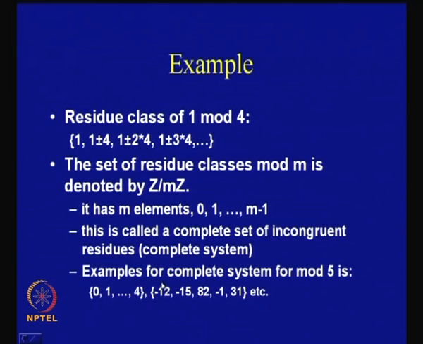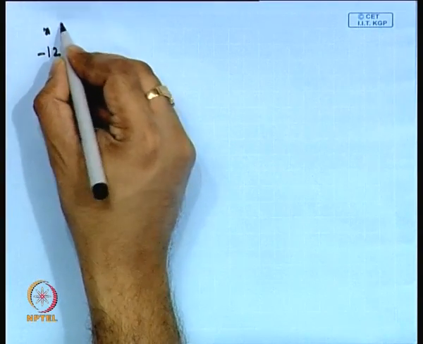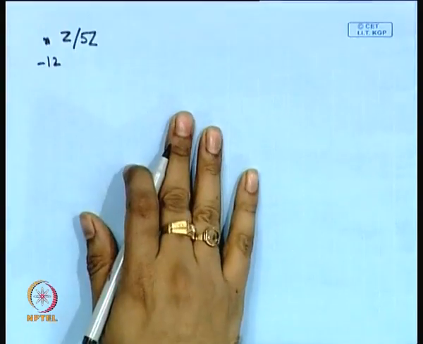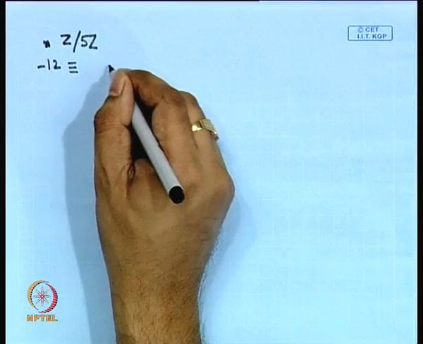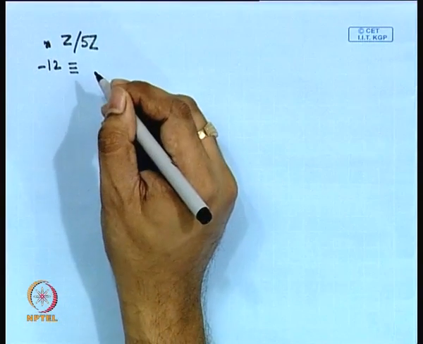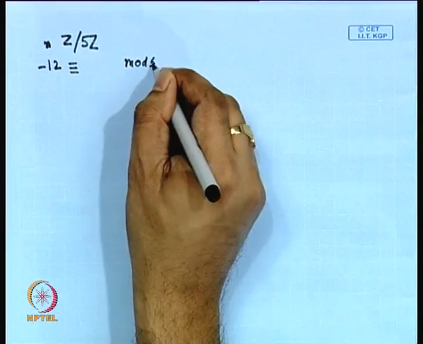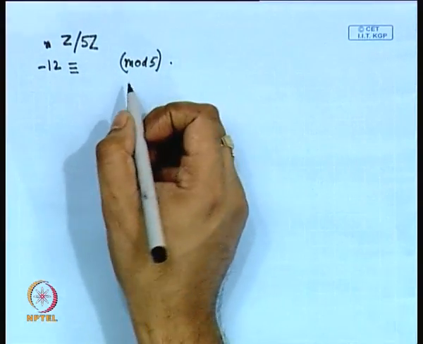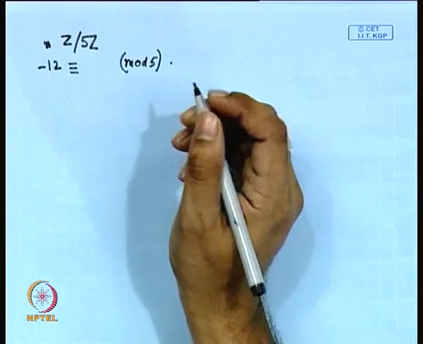Now, an example is given here for a complete system modulo 5. We know that for mod 5 it will be from 0 to 5 minus 1, that is 0, 1 till 4. And this is another example. You can verify that the set minus 12, minus 15, 82, minus 1 and 31 is also a complete system. Why? Because if you take these numbers, like minus 12, then what you are considering is Z/5Z. So minus 12 modulo 5, what is this value?